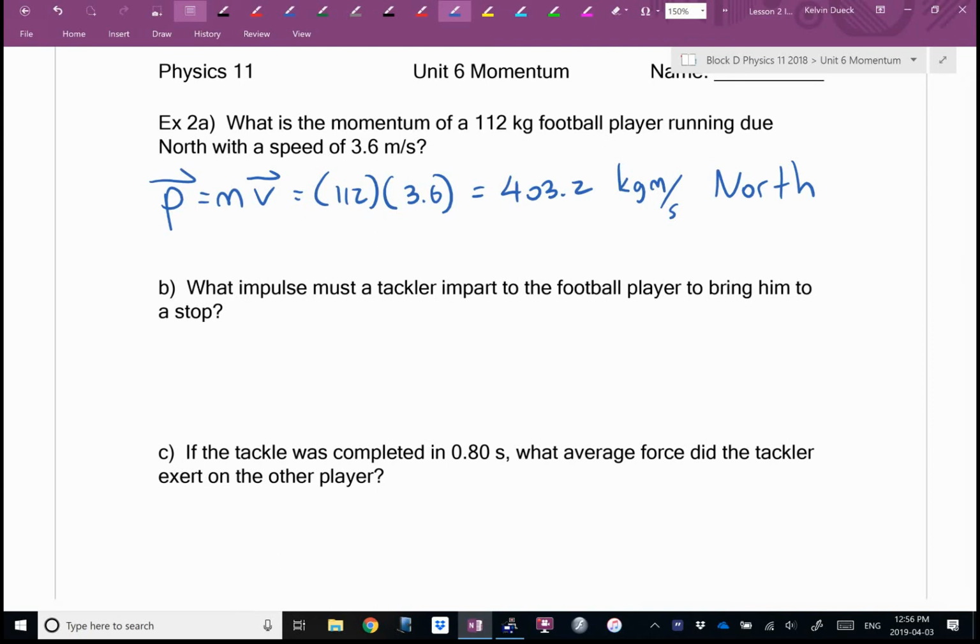What's B asking me to find? What's another word for impulse? I always start there. So the impulse or the change in momentum is going to be, what's change in anything? Final minus initial. Mr. Dueck, why didn't you write MV final minus MV? Well, I might write that, but the fact that I have a P already calculated here, let's see if I can do this purely with momentums first.